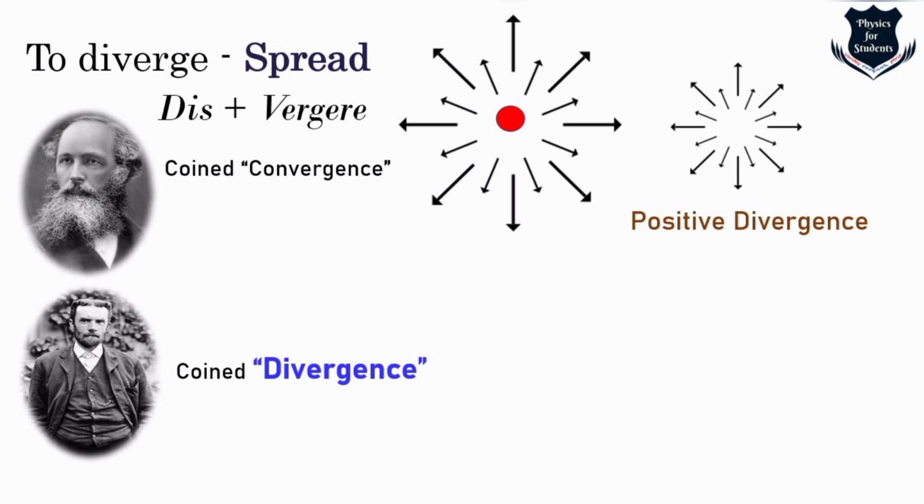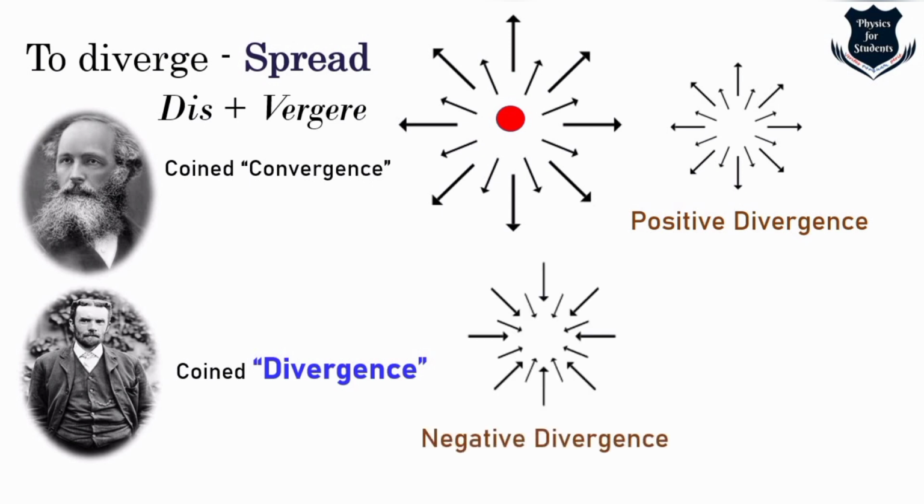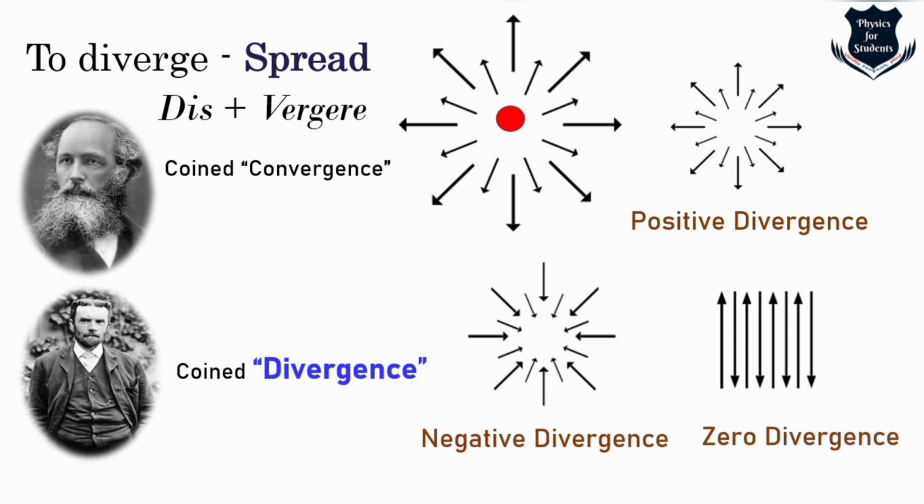So here is a figure which is quite easy, where the radial vectors are pointing out. It is a positive divergence. Those which are pointing towards the center are called negative divergence, and those vector lines which are coming in and going out carry zero divergence.